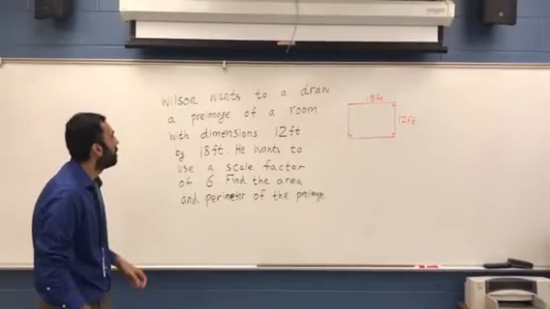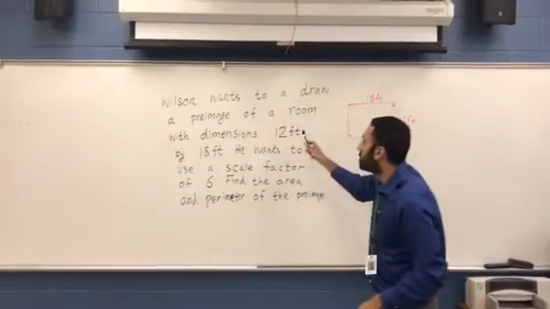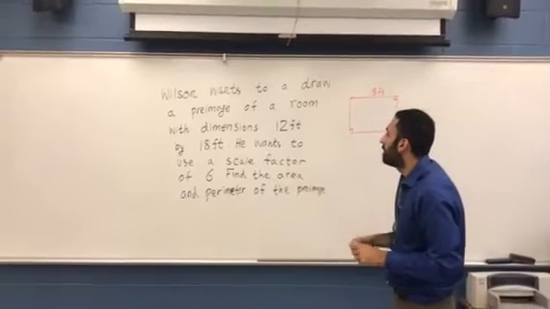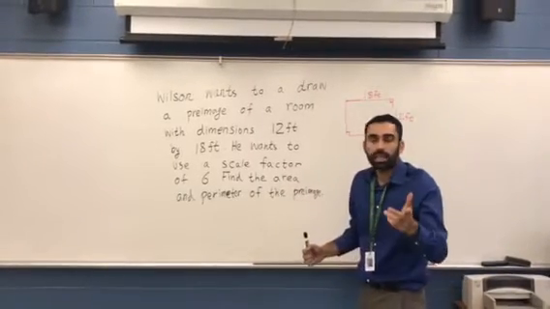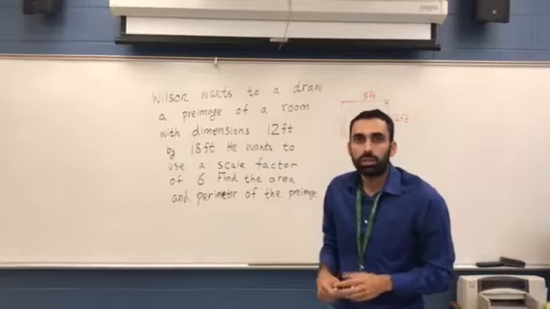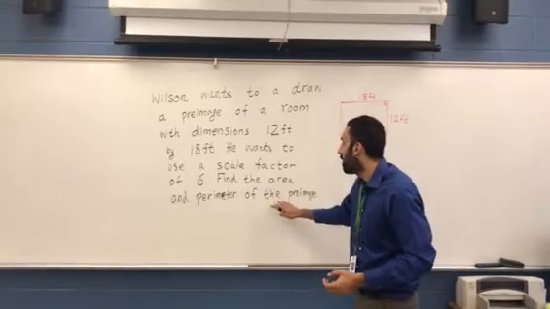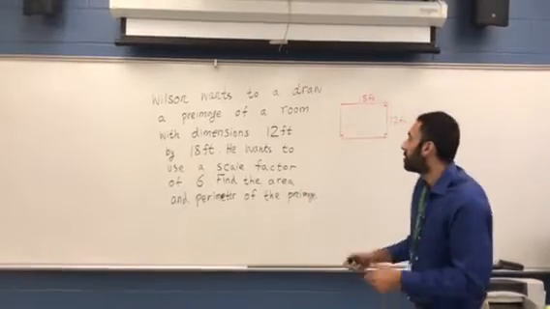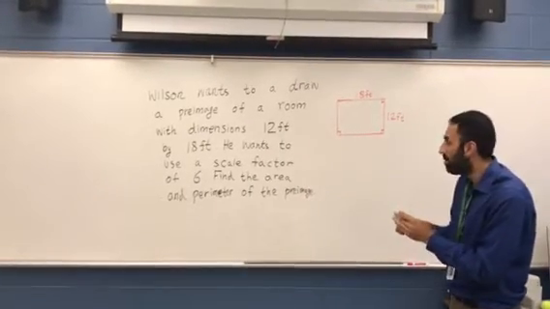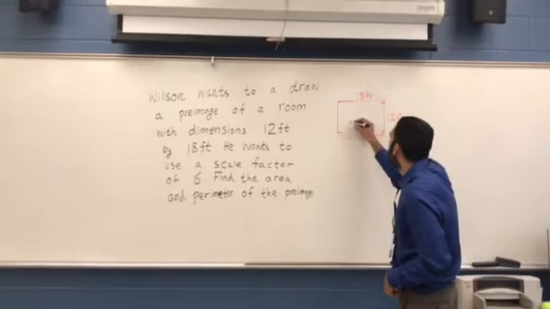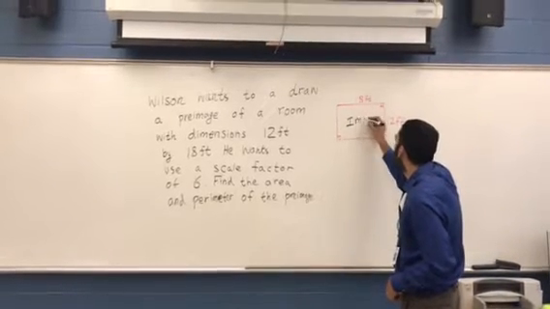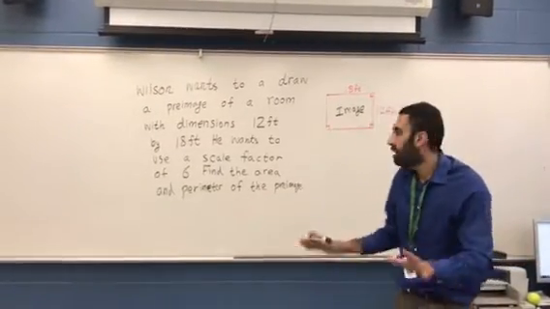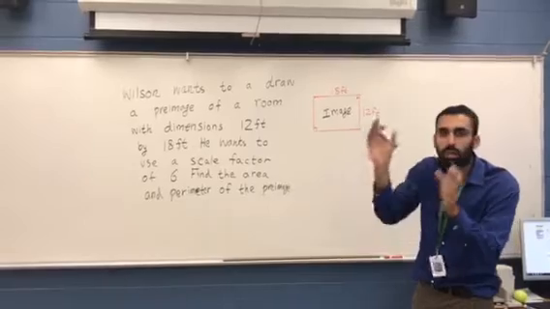So it says Wilson wants to draw a pre-image of a room with dimensions 12 by 18 feet. So he wants to use a scale factor of 6, and so your goal is to find the area and the perimeter of the pre-image, all right? So the actual image of the room is this here. It's 18 by 12, all right? So that's like a real room, but he wants to draw a pre-image on a paper.